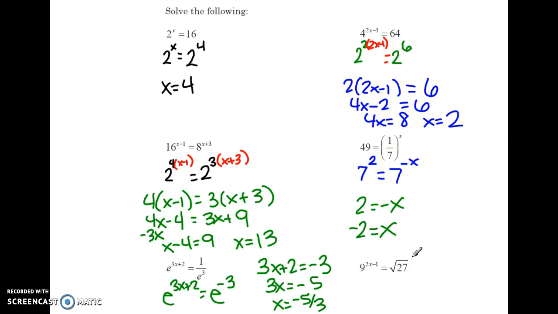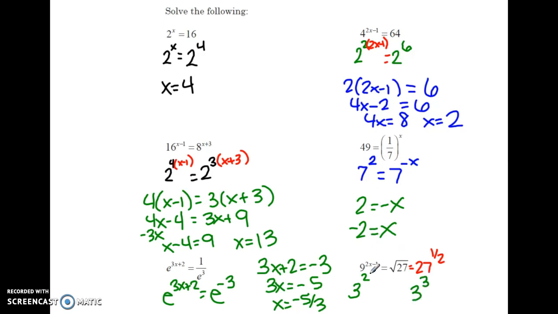I see square root. Now, in the last video, I reminded you that square roots can be written as exponents. So this is equivalent to 27 to the 1/2 power. Now 9 and 27 are not the same base, so I've got to think prime. 9 is 3 squared, while 27 is 3 to the 3rd power.